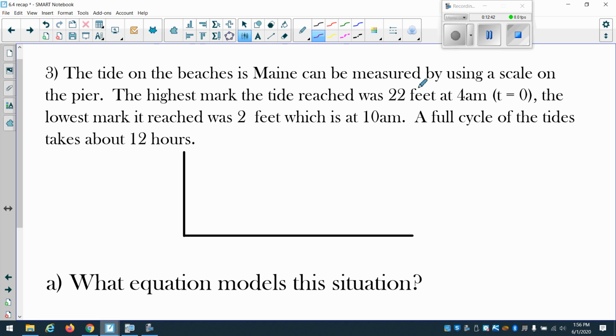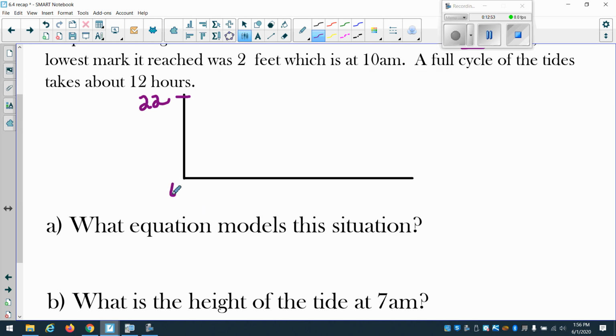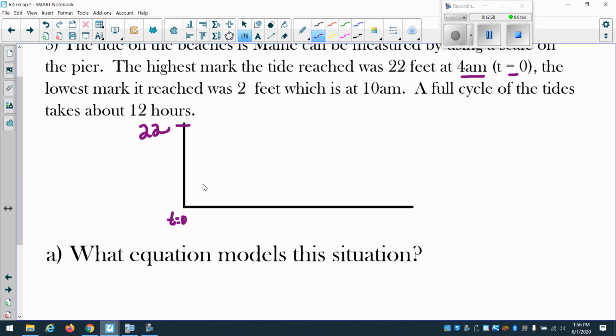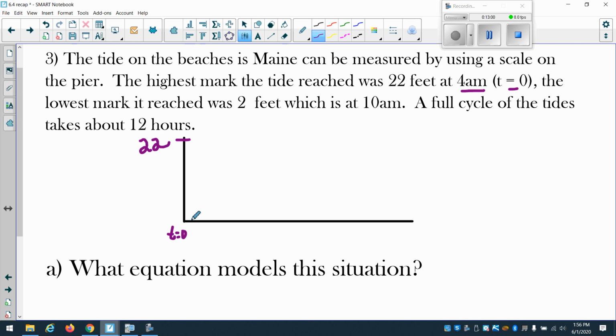So you have the highest mark of the tide is 22 feet. So that's your maximum. And that's happening at 4 a.m. where t equals 0. We'll fill in the time in a second, but we're just going to do t equals 0. And the lowest is at 2 feet. Okay, so this is height in feet. And the full cycle takes about 12 hours. So that's your period of 12 hours.